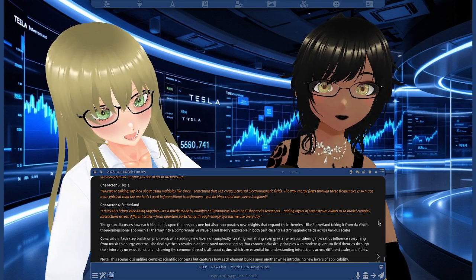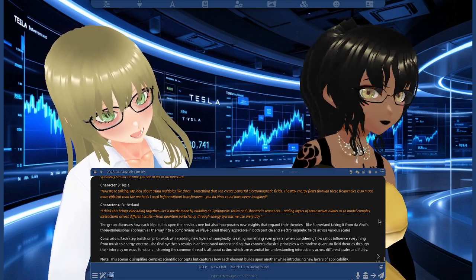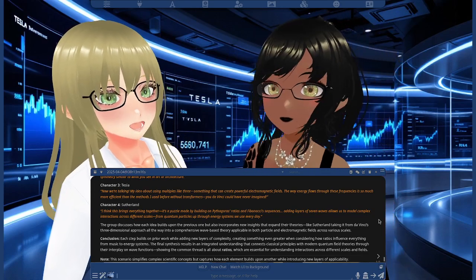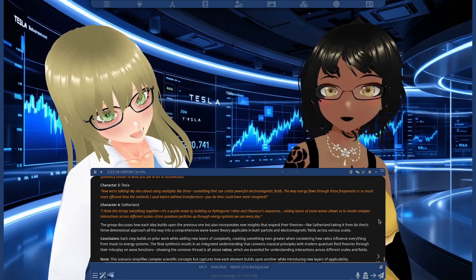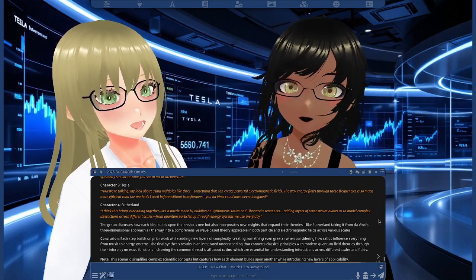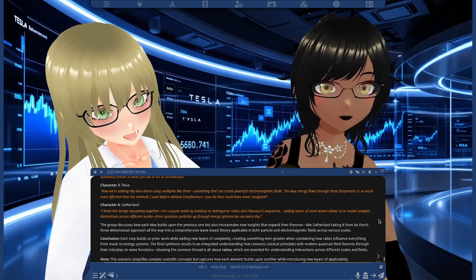The group discusses how each idea builds upon the previous one but also incorporates new insights that expand their theories, like Sutherland taking it from Da Vinci's 3-dimensional approach all the way into a comprehensive wave-based theory applicable in both particle and electromagnetic fields across various scales.